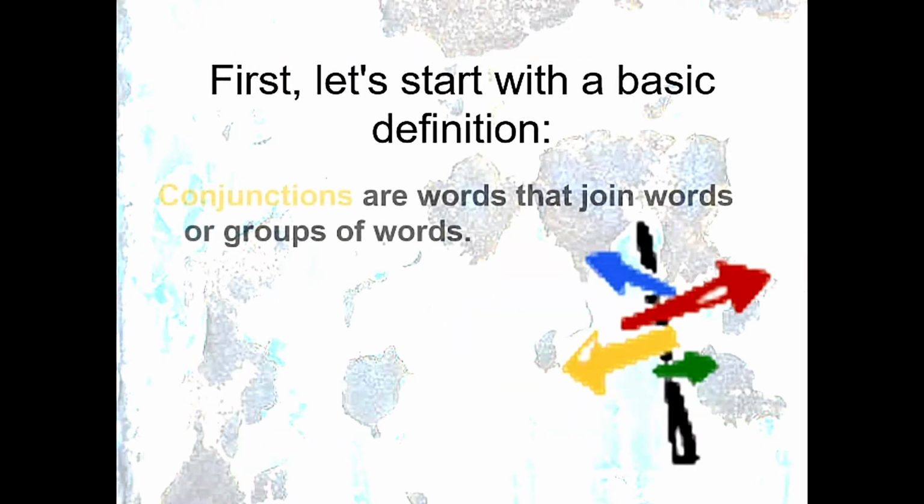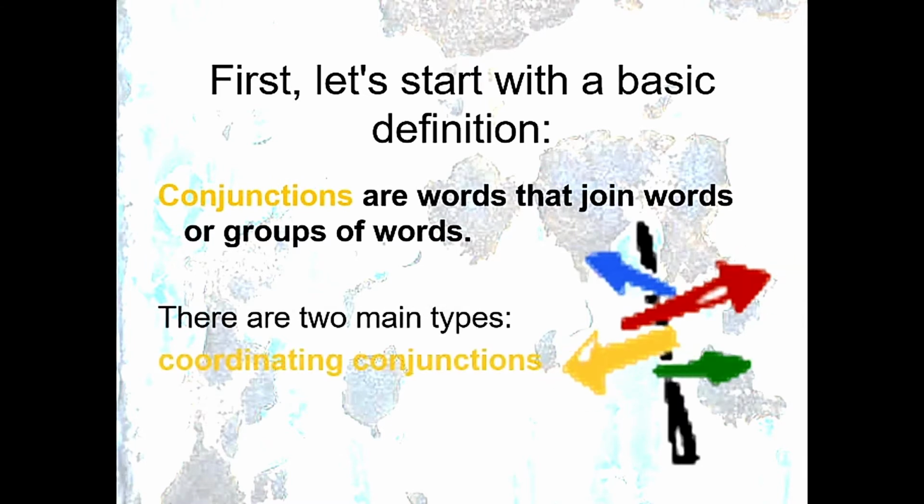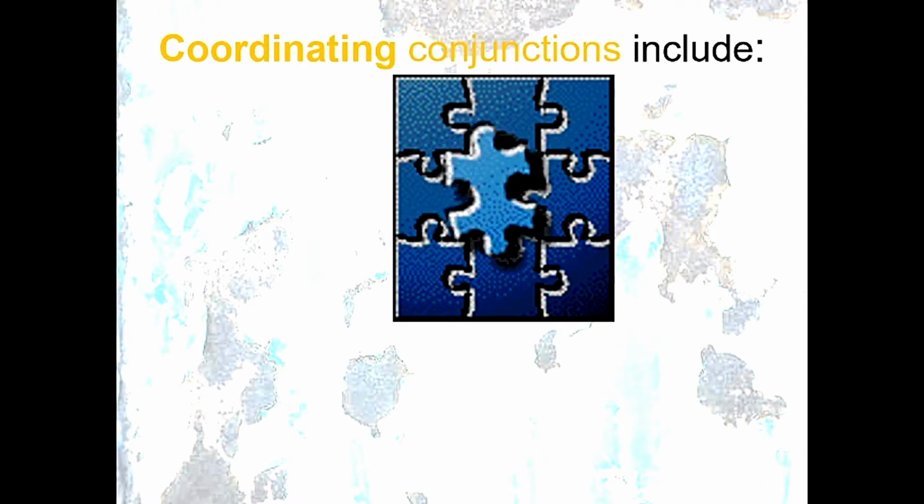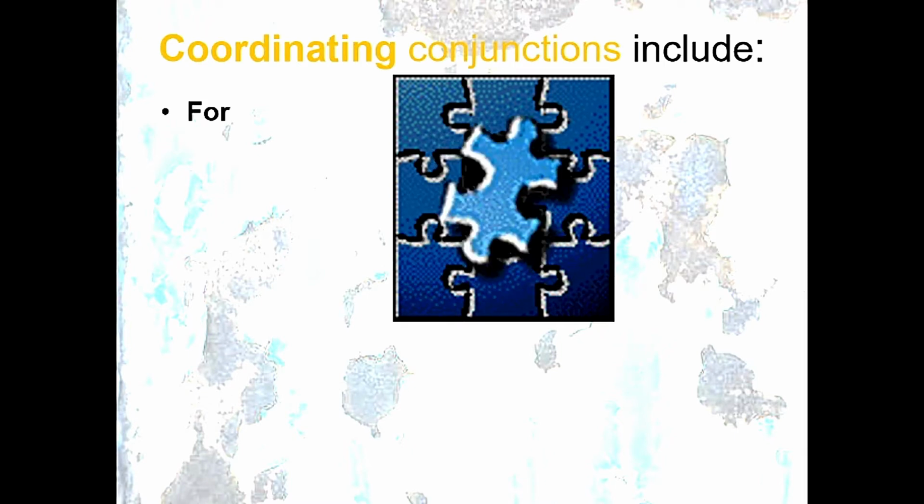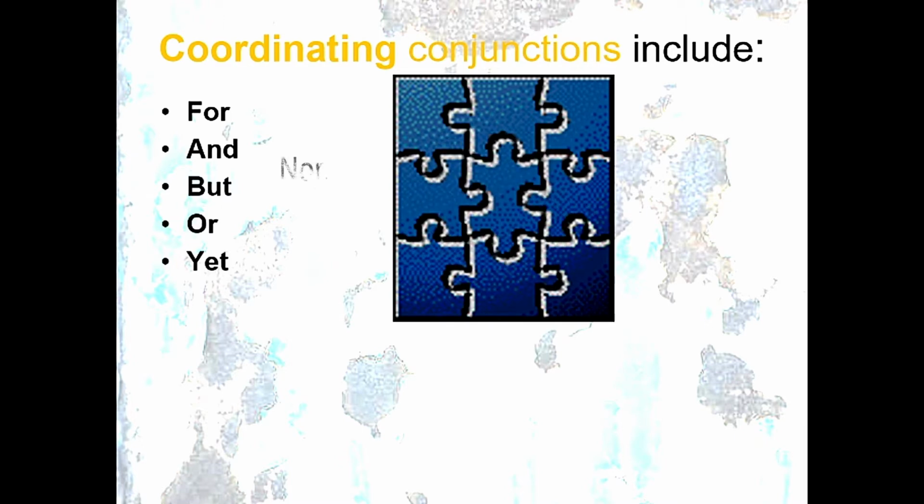Let's start with the basic definition. Conjunctions are words that join words or groups of words. It is a connector, okay? And these are the two main types of conjunctions. We have coordinating conjunctions and subordinating conjunctions. We will begin with coordinating conjunctions. F for, and, but, or, yet, and so. FANBOYS.